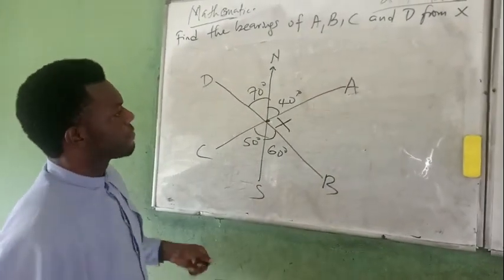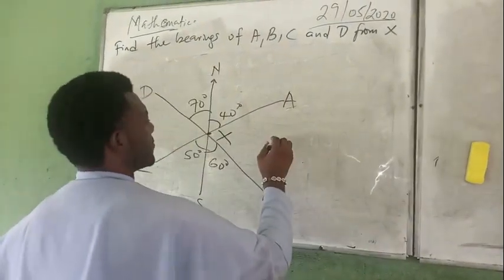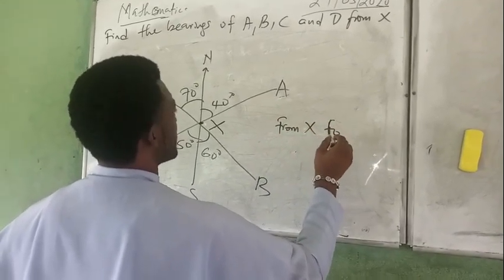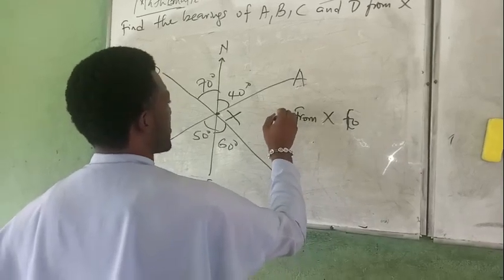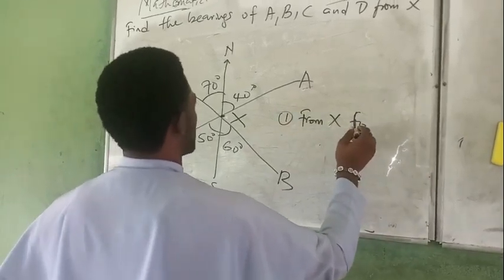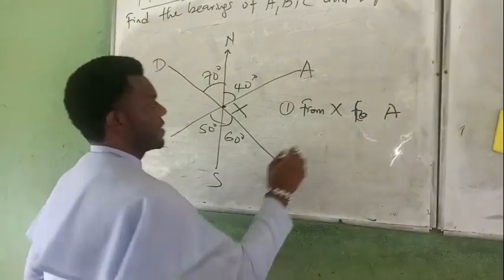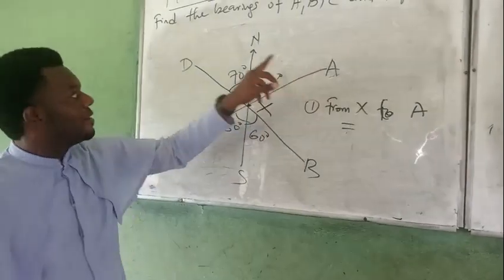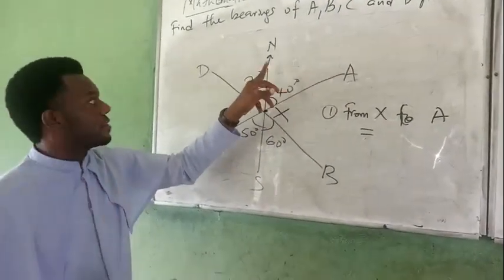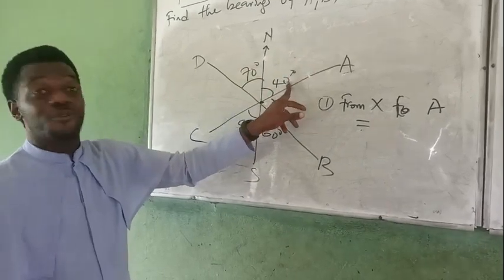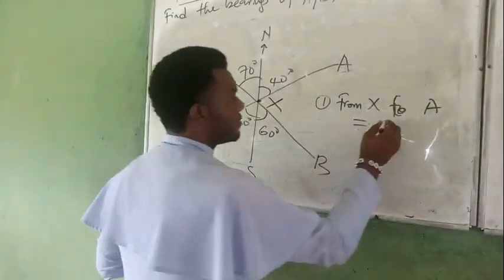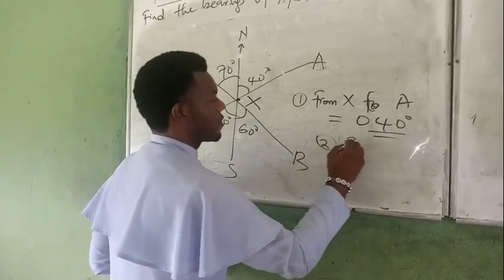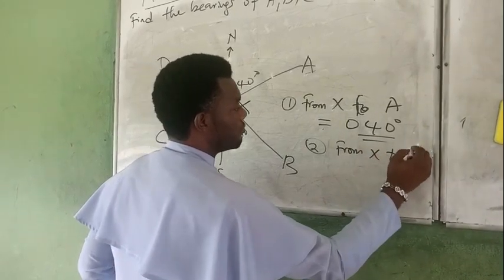Now, we'll work it out. Say from X, the first one we'll solve is number 1, from X to A. From X to A, we give the three-figure bearing. So where is our direction? This is A. And mind you, everything begins from the north. So from here to A is 40 degrees. We have no problem with that. So we have 040 degrees. That's the answer.